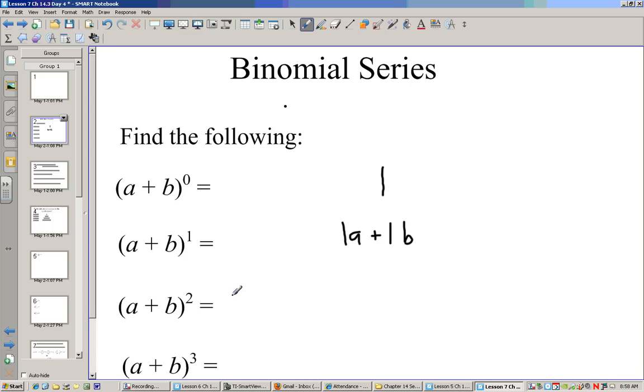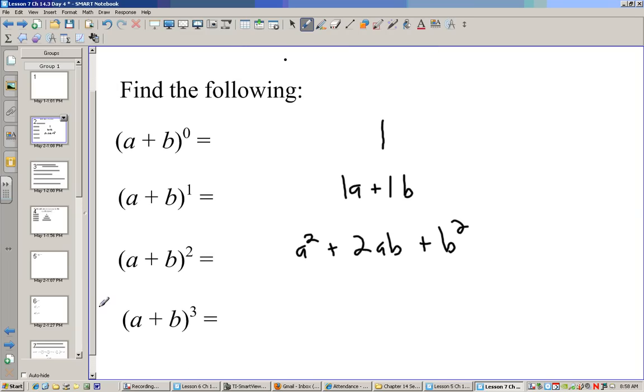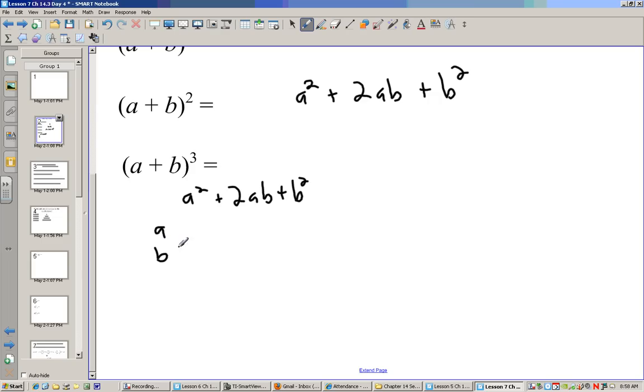A plus b to the second power is a plus b times a plus b, which is a squared plus 2ab plus b squared. A plus b to the third power would be if I take this times a plus b. This might be a little tougher for people. A squared plus 2ab plus b squared, multiply that by a plus b. I like to use my sneaky squares, especially once these get bigger.